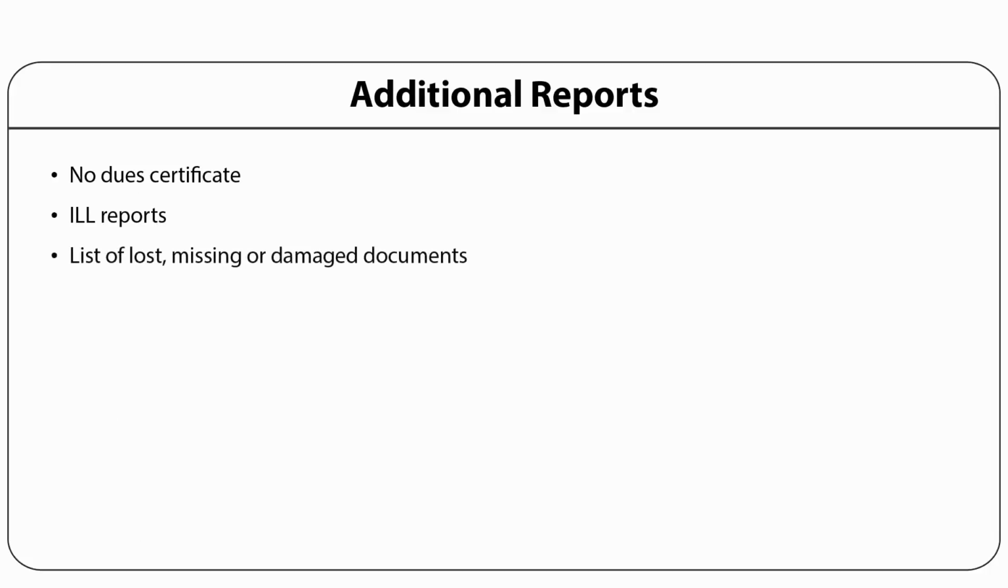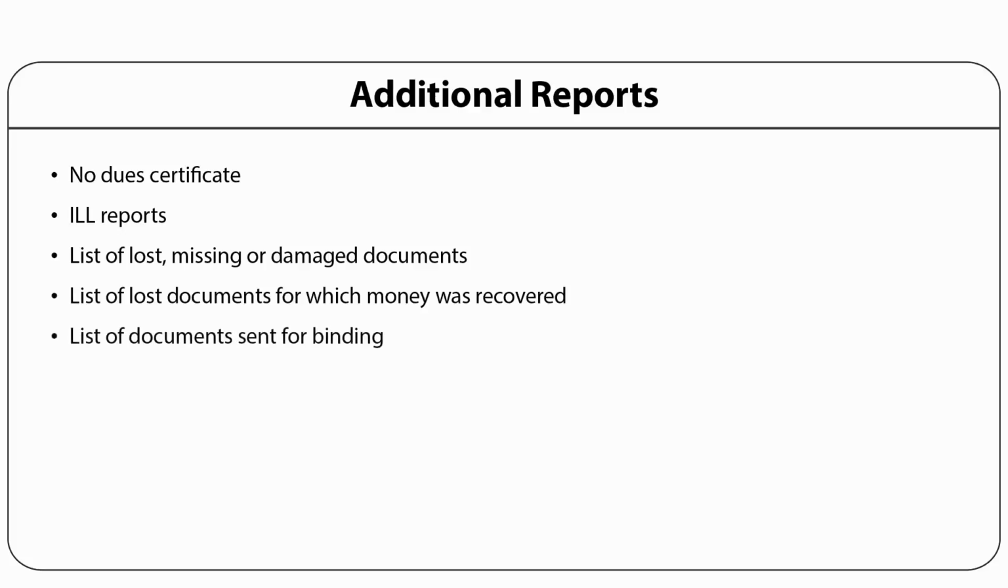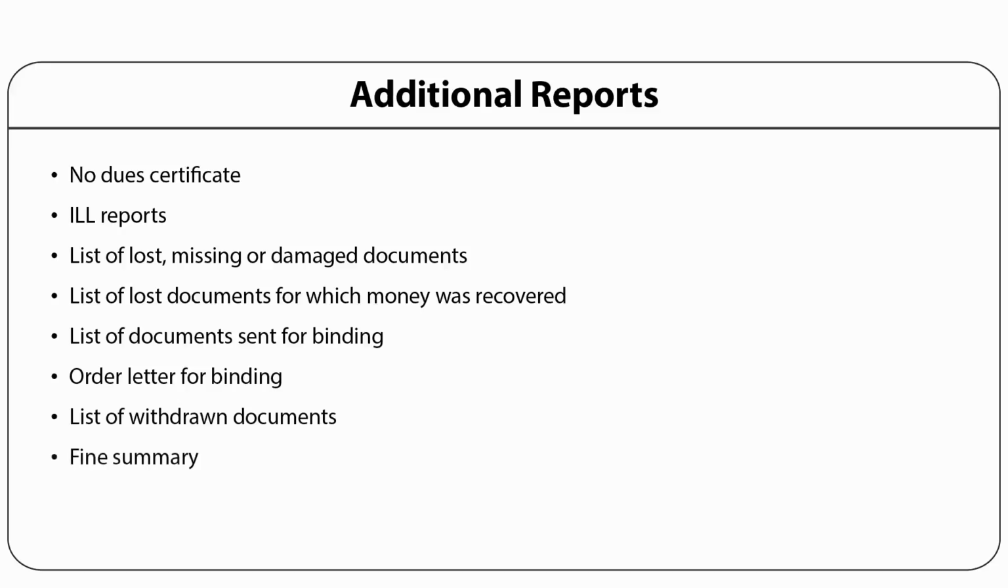Additional reports. It includes no dues certificate, interlibrary loan reports, list of lost, missing or damaged documents, list of lost documents for which money was recovered, list of documents sent for binding, order letter for binding, list of withdrawn documents, fine summary, statistics, and book issue register.